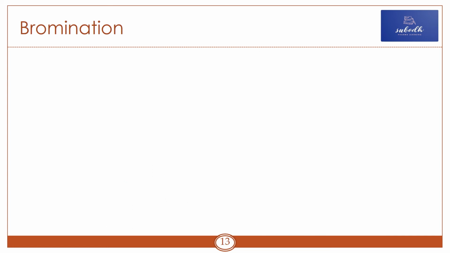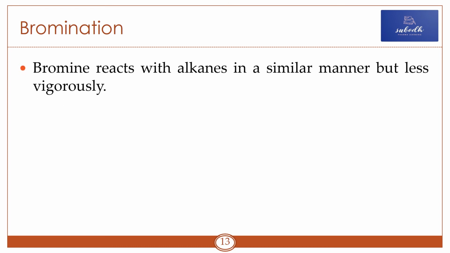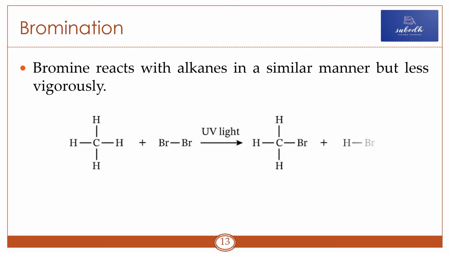Bromine reacts with alkanes in a similar manner but less vigorously. For example, methane reacts with bromine to form methyl bromide, that is bromomethane.